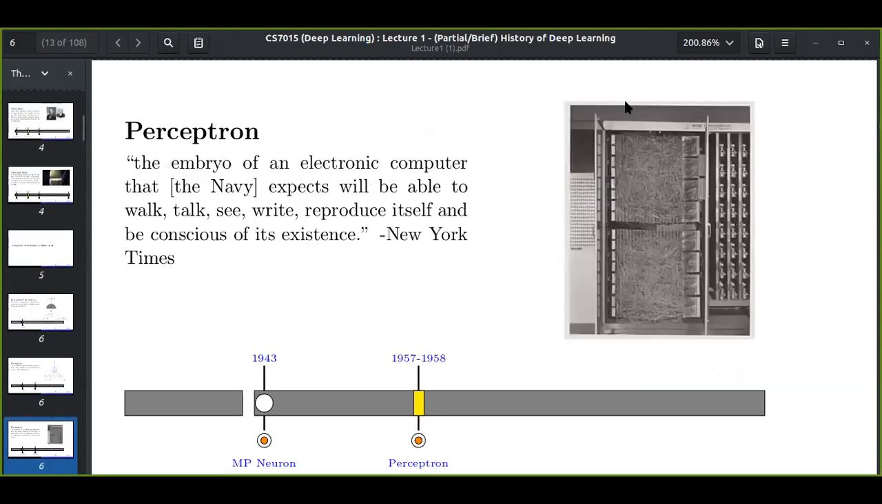Now this is an image of an embryo of an electronic computer, which back in 1958 it was said would be able to walk, talk, see, write, reproduce itself, and be conscious of its existence. This was in the New York Times back in 1958. That is what the perceptron was.